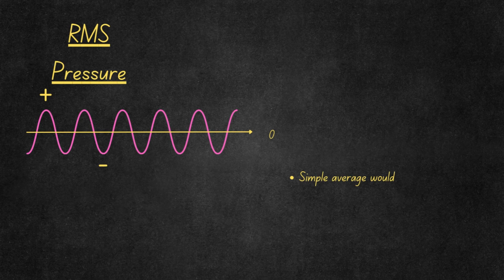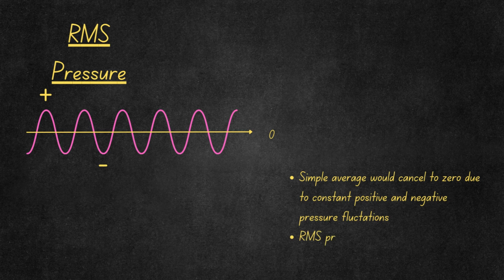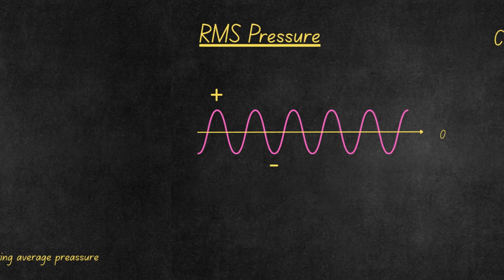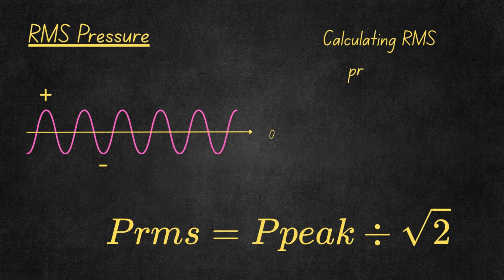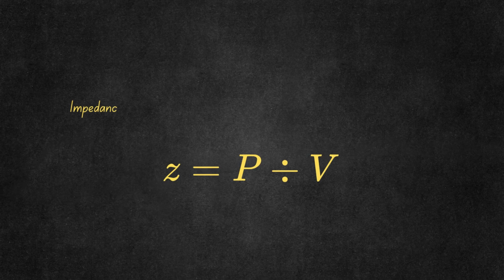RMS pressure, or root mean square pressure, is a way of averaging pressure of sound waves. A simple average of pressure over time would cancel to 0 due to the constant positive and negative swings of the sound wave. If we know the peak pressure of a pure sine wave, we can use the following formula to calculate RMS pressure. Impedance is the ratio of the pressure to the particle velocity as shown in the formula.